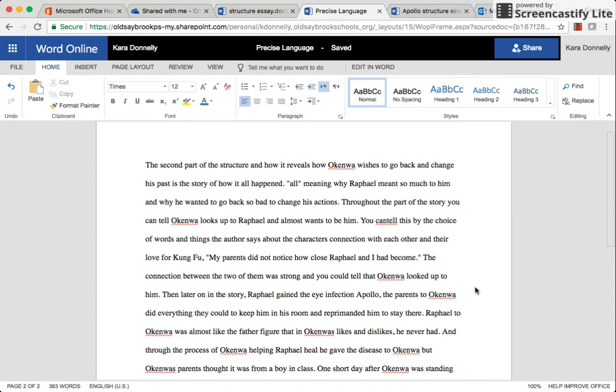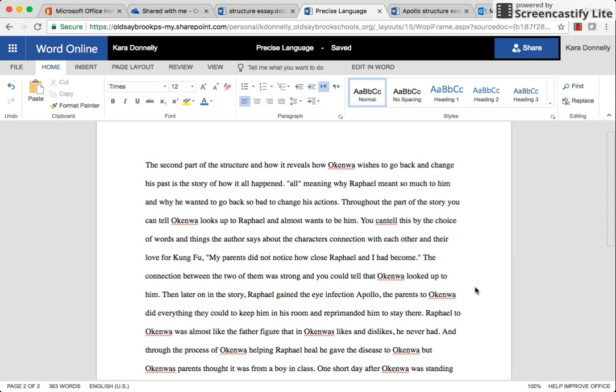So this paragraph is about the short story Apollo. The person is writing about how the story begins in the present and then goes back to the past, and how that reveals that the main character, Okenwa, is still regretful about something that happened in his past. So this person writes, "The second part of the structure and how it reveals Okenwa wishes to go back and change his past is the story of how it all happened."